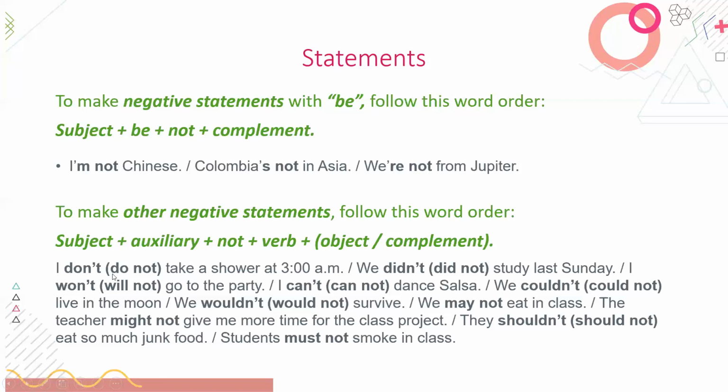So don't means do not. Didn't means did not. Won't is the contraction for will not. Can't is the contraction for cannot. Couldn't is the contraction for could not. Wouldn't is the contraction for would not. May not and might not have no contraction. Shouldn't is the contraction for should not, and must not can have the contraction mustn't, but it's not written in this presentation.